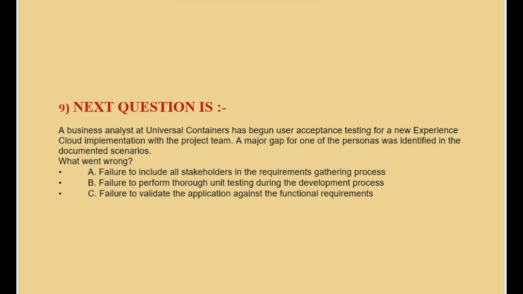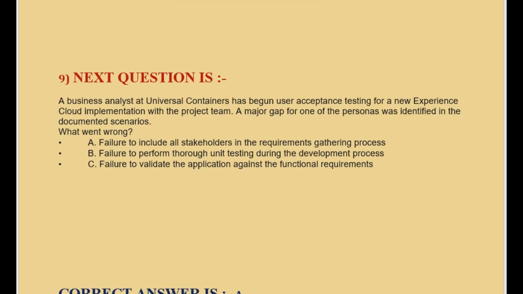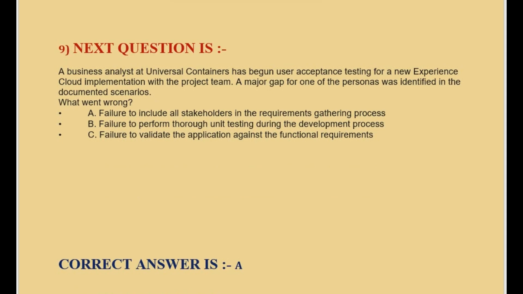Option A, failure to include all stakeholders in the requirements gathering process. Option B, failure to perform thorough unit testing during the development process. Option C, failure to validate the application against the functional requirements. Correct answer is option A.